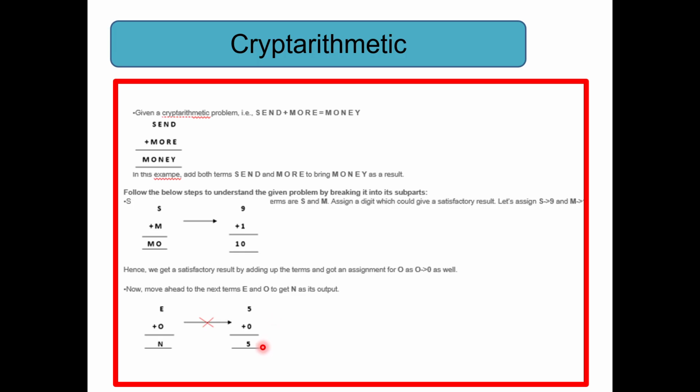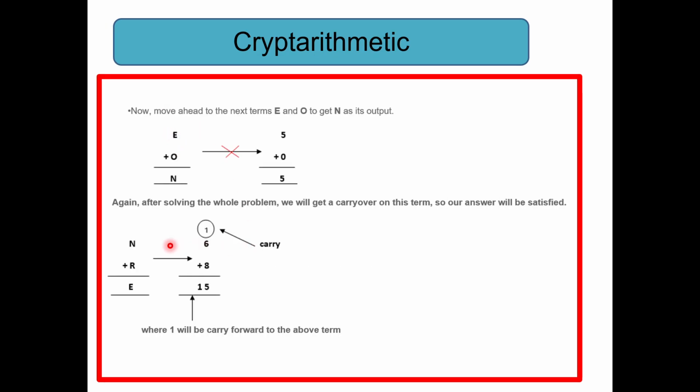So what we can do is get some carry from the next digit, like N plus R. So we'll go to the next one, N plus R. Take some numbers and add, we'll get 1 plus 5. This 1 will be given to E plus O. So 1 plus 5 plus 0, we may get the value 6 here. So N is also assigned 6. Both values are the same. Okay, proceed.